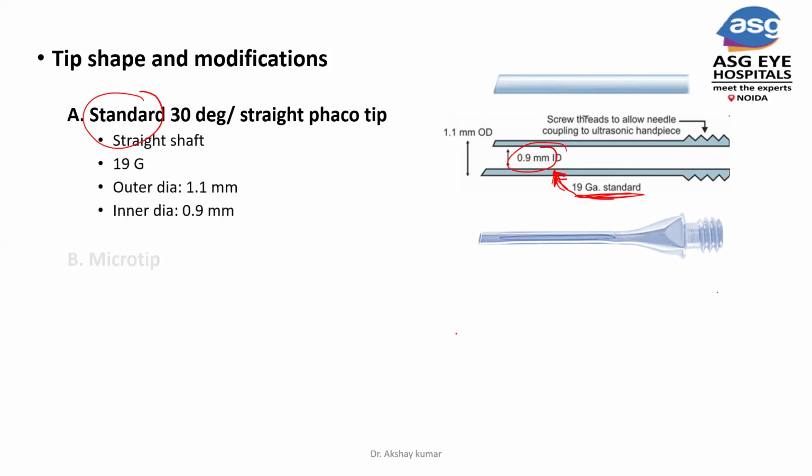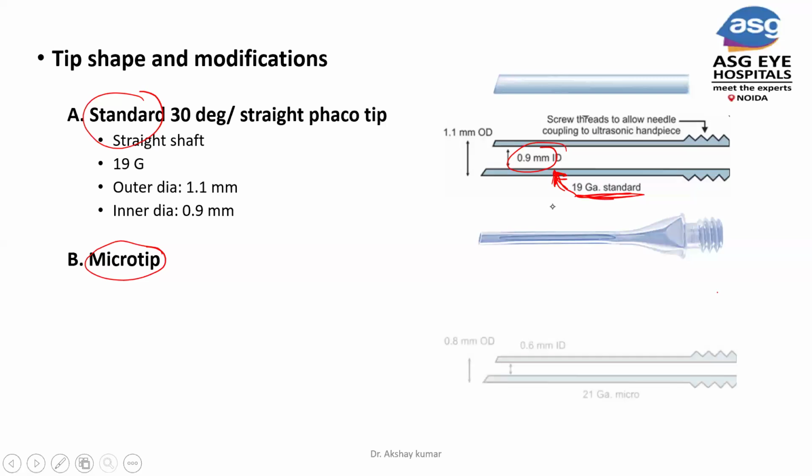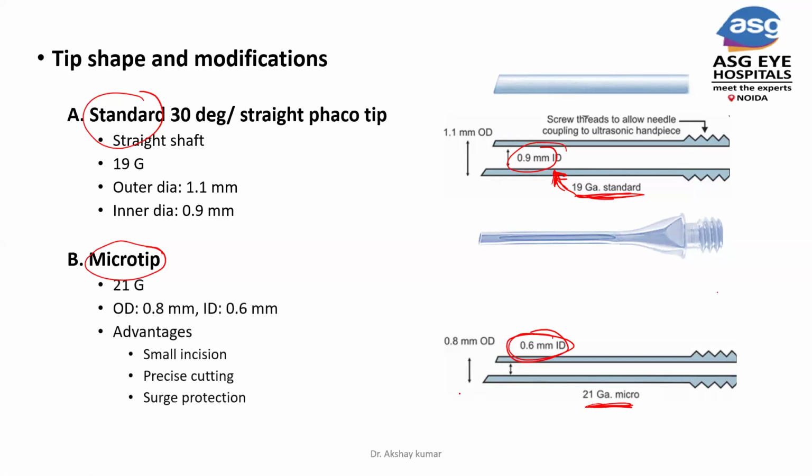This is the standard size of the phaco tip. Then second is the micro tip. As the name itself says, the bore size of the micro tip is an internal size of 0.6 millimeter, not 0.9 millimeter, and it is the 21 gauge micro needle. So what are the advantages? Small size means we can work through a small incision also, precise cutting and surge protection. Surge protection, we will talk about in later slides, how it prevents the surge.